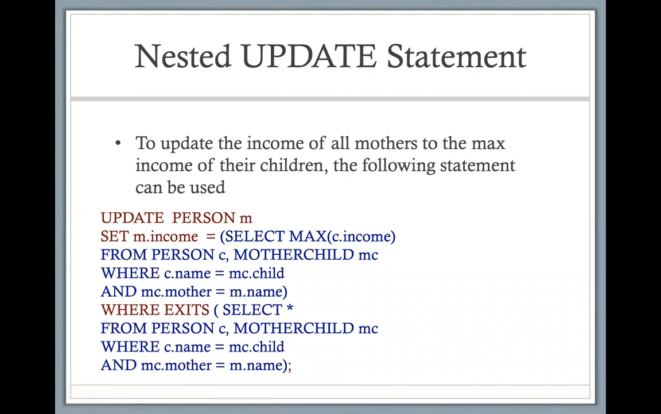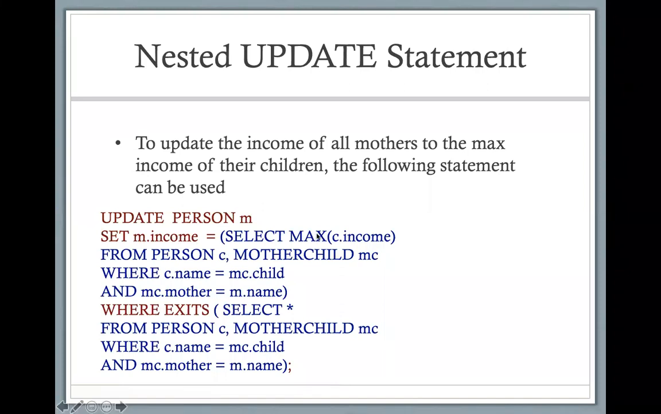So I can do this using the following select statement. I'm saying update person, set income equal to select maximum of the child income from person, mother child. So I join person and mother child to get the maximum income of the child, where c.name is equal to mc.child. So I'm joining such that the person is a copy of the children. And mc.mother is equal to m.name.